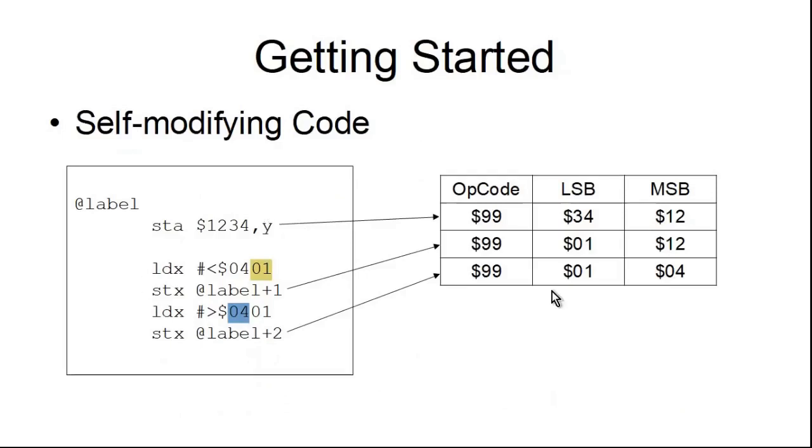I have some code over here on the left side, and on the right side I have a memory dump of what this first line of code is actually going to be doing. What I want to do is change this address right here, this argument. When I compile my program, it starts off looking like this. First we have this opcode: 99 hex represents this STA instruction. Then we have the low byte, which is 34 hex, which represents this. And then we have the most significant byte, 12, which represents this.